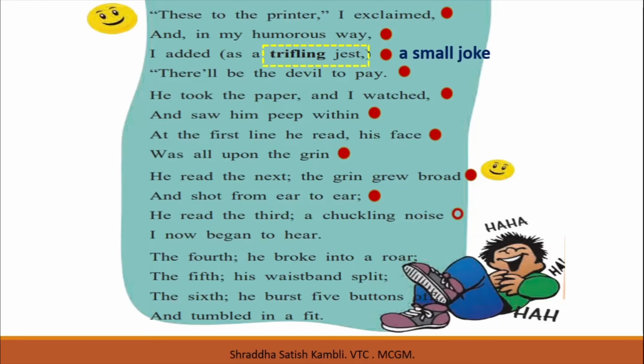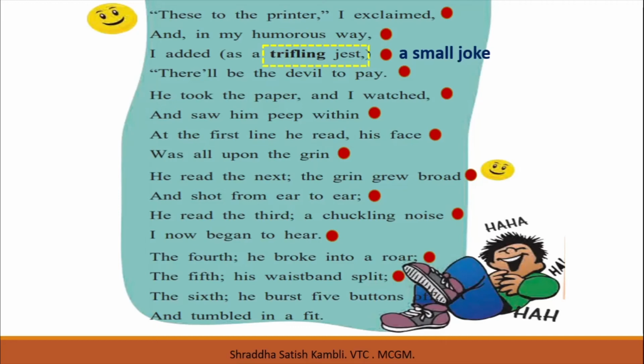He read the third, a chuckling noise I now began to hear. So when he read the third, he started making a noise, he started laughing, he started chuckling. Chuckling means a kind of laughing sound. The fourth, he broke into a roar. So when he broke into a roar means he started laughing loudly. The fifth, his waistband split.